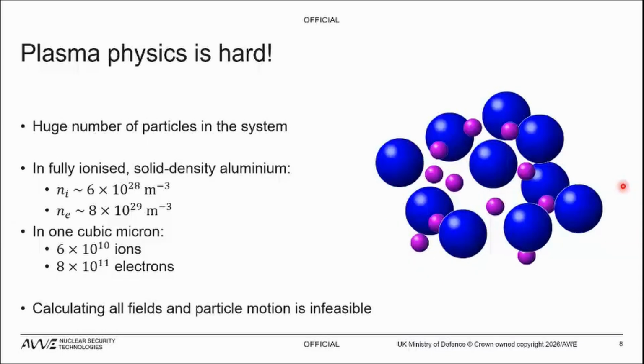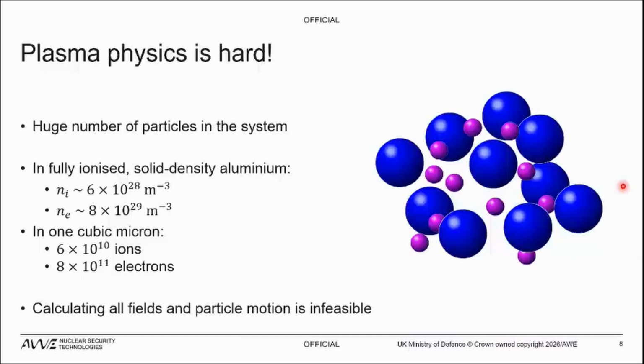Unfortunately for us, plasma physics is actually quite hard, because while the equations that we're solving are quite straightforward, we have a lot of particles that we need to solve them for. If we take, for example, a fully ionized solid block of aluminium, we're looking at ion densities of the order of 10^28 per cubic micron, electron densities about 10^29 if it's fully ionized, which means that in 1 cubic micron of target, which is an absolutely tiny target from an experimentalist point of view, you're still looking at tens of billions of ions and hundreds of billions of electrons, each of which has a field associated with it which affects all the other particles in the simulation.